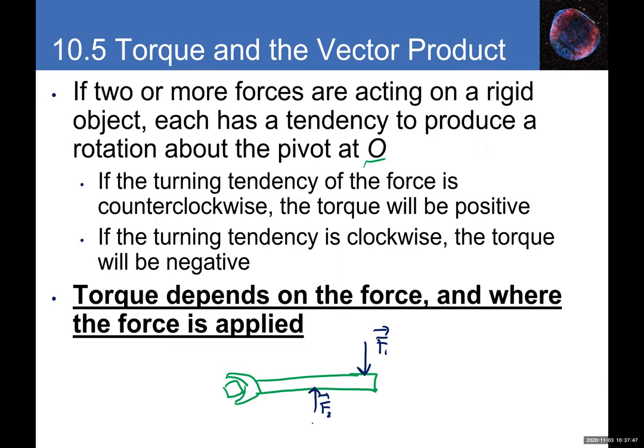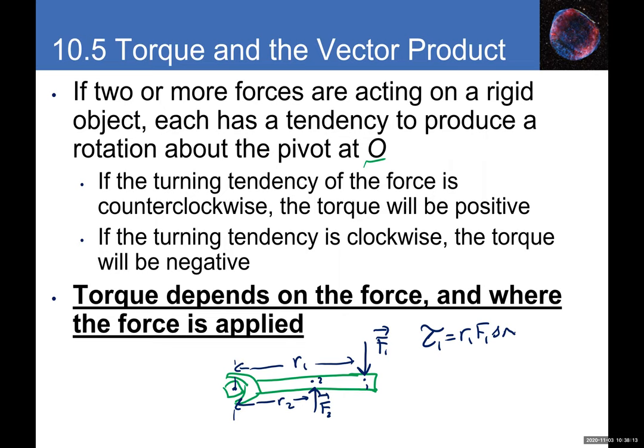So this will be then R1. This will be then R2, which is from the axis of rotation to, let's say, point one and point two, where the forces are acting. Now, to get the torque for each one, I can say torque one is R1 times F1 times sine of phi.